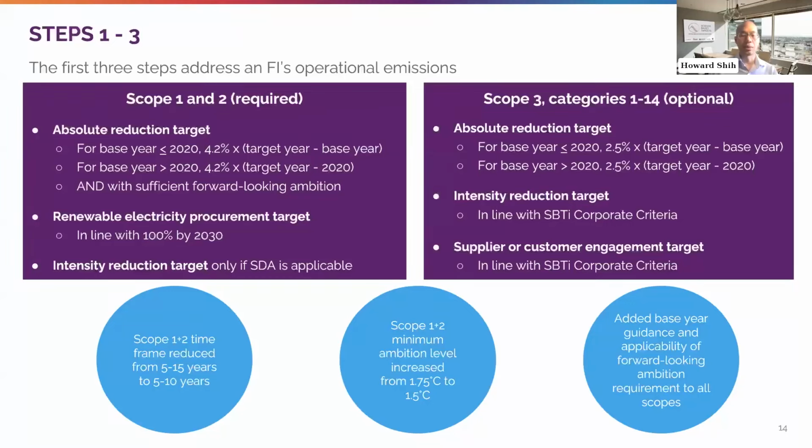the ambition of scope 1 and 2 targets has been increased from well below 2C to 1.5C. And what this usually means is a minimum 4.2% linear annual reduction in absolute scope 1 and 2 emissions. So for example, if you're setting a 10-year target, you would need to set at least a 42% reduction in absolute emissions. And then third, guidance on base years and forward-looking ambition have also been explicitly added for all scopes.